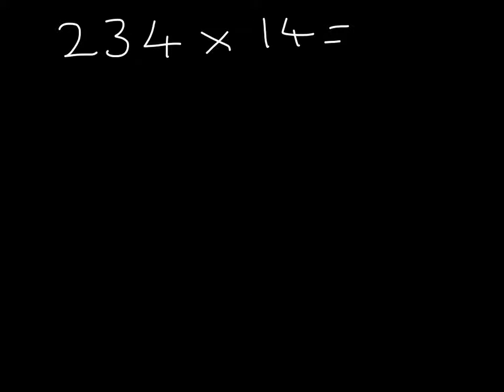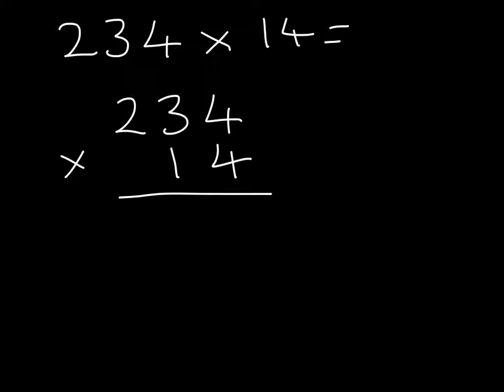Let's do another example. I've got a slightly bigger number here, 234 multiplied by 14, makes no difference, the method remains the same. So again, I'm going to make sure I set it out nice and neatly in my columns, making sure that my 14 is in the right place. And again, I'm going to start with my unit number. So 4 times 4 is 16, 4 times 3 is 12, plus the extra one is 13, 2 times 4 is 8, plus an extra one is 9.